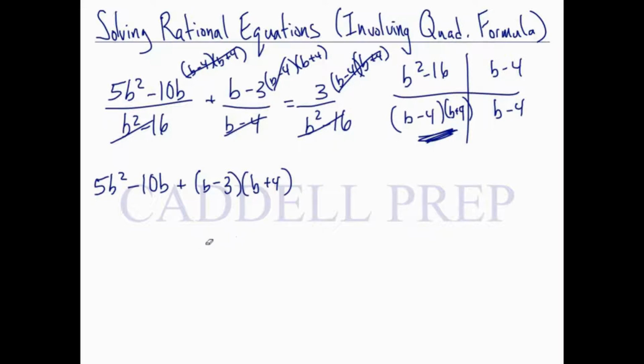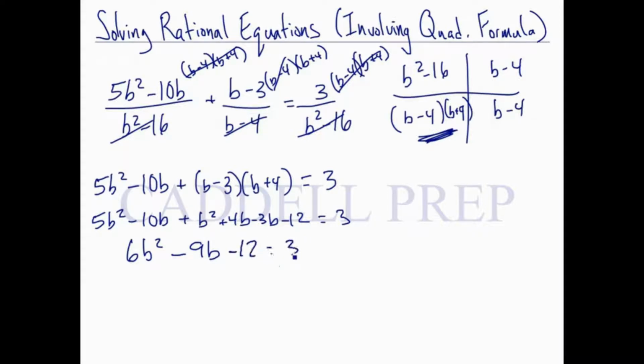So let's get rid of this now. And then here this canceled out, so we just have 3. Alright, so let's first distribute this. So it's going to be b squared plus 4b minus 3b minus 12 equals 3. Now we have a lot of like terms to combine. So 5b squared and b squared is 6b squared. Negative 10b and 4b is negative 6b. Then a negative 3b brings us to negative 9b.